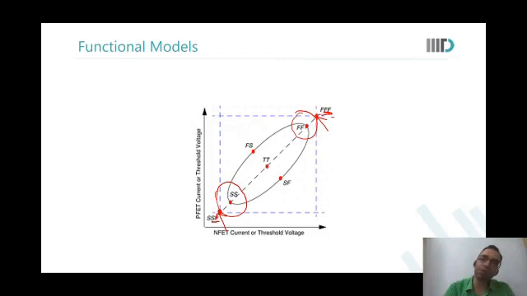Okay, so they may call this FFG, SSG, SFG and FSG also. But yeah, they may also provide these functional models in addition to that.